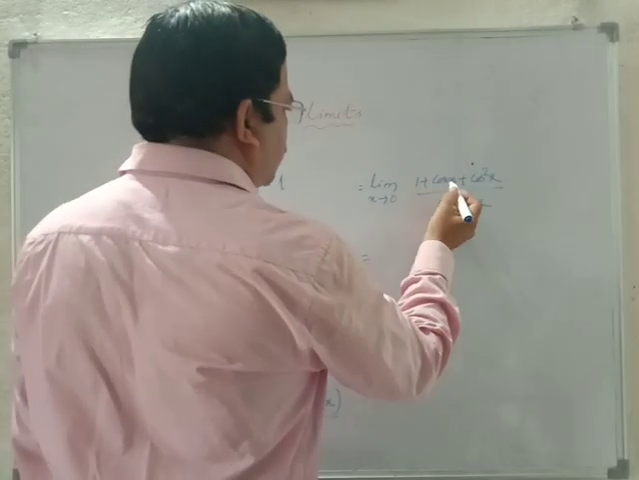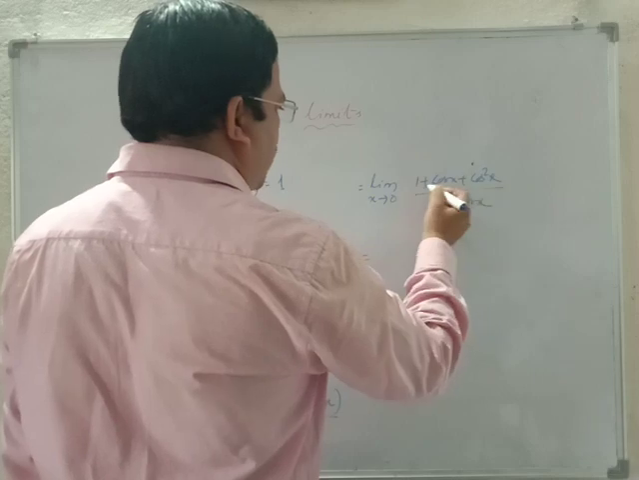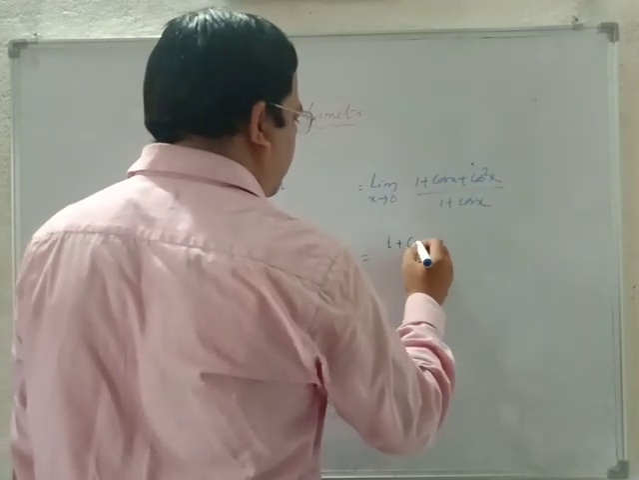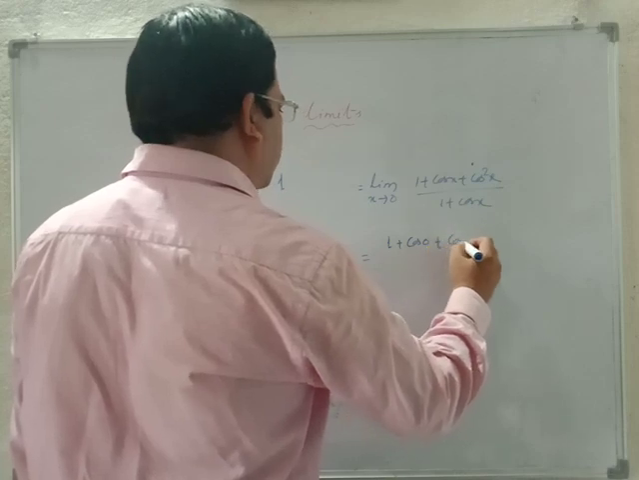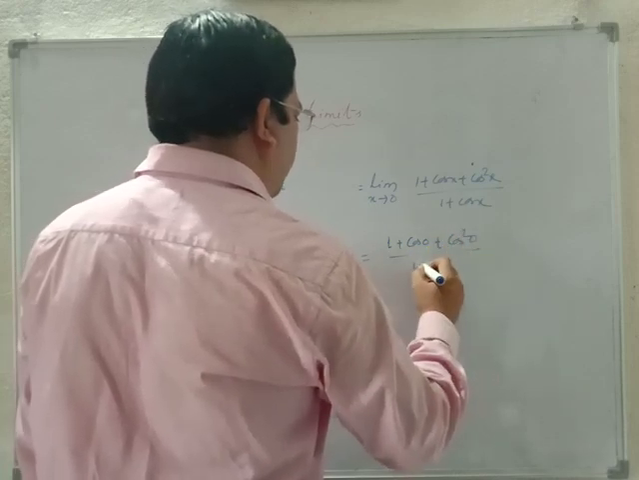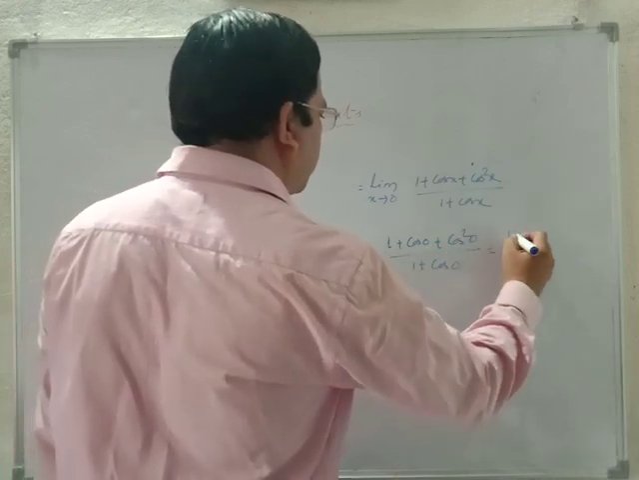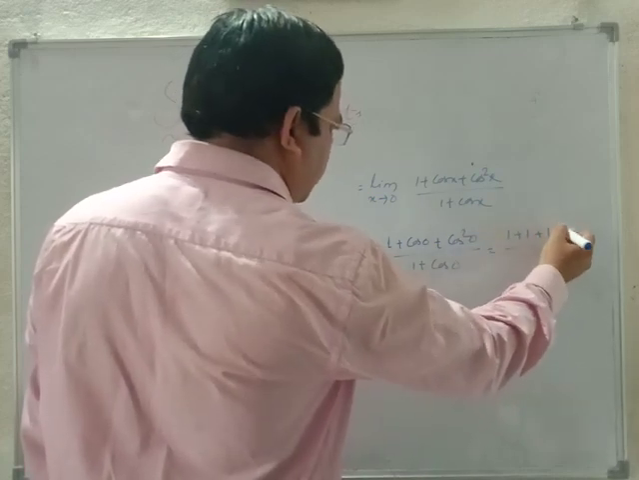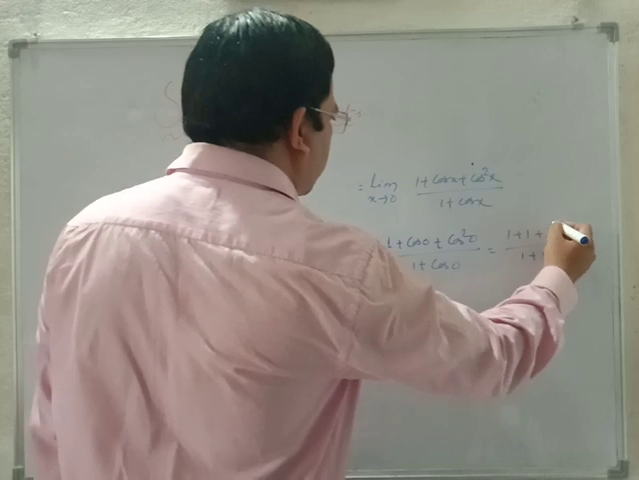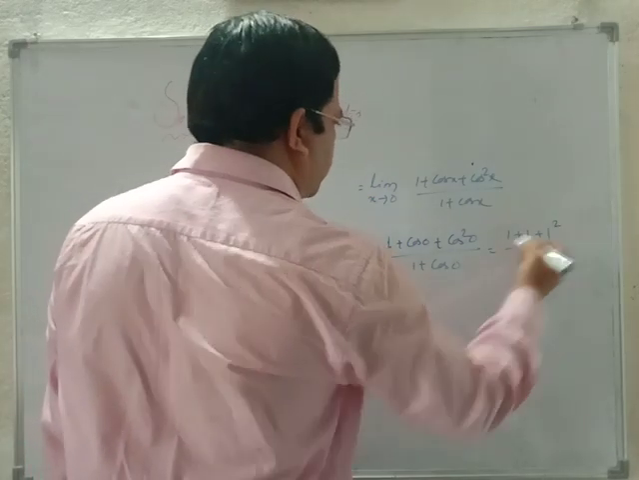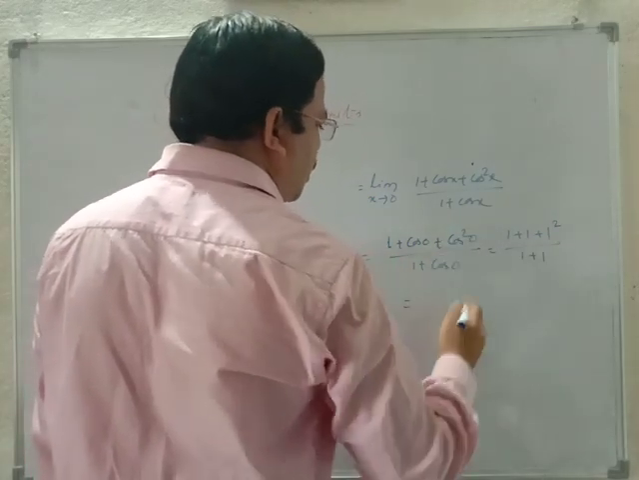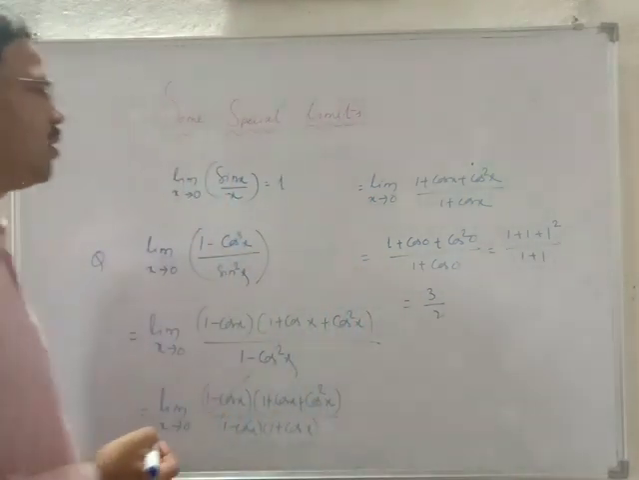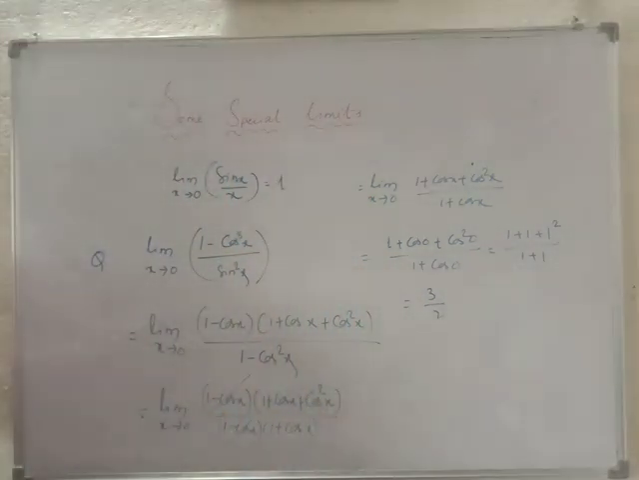Because cos 0 is equal to 1, this is 1 plus cos 0 plus cos square 0 by 1 plus cos 0, which is equal to 1 plus 1 plus 1 by 1 plus 1. Cos square 0 is 1 square, which is 1. So 1 plus 1 plus 1 is 3 by 2. So the answer is 3 by 2.